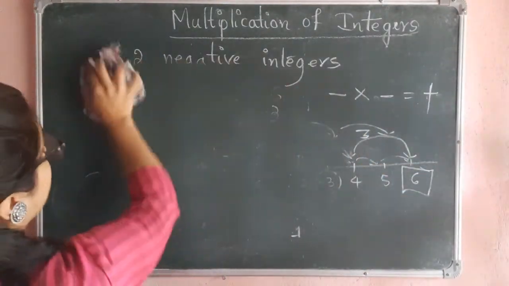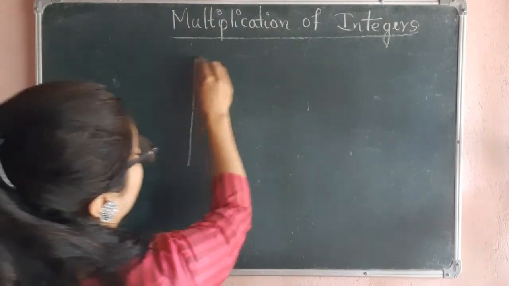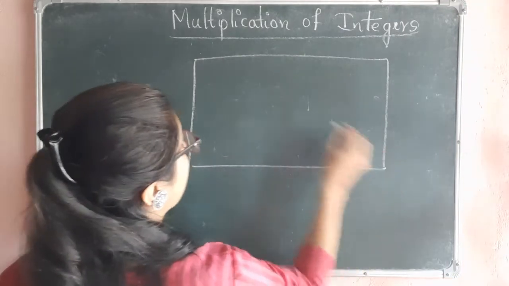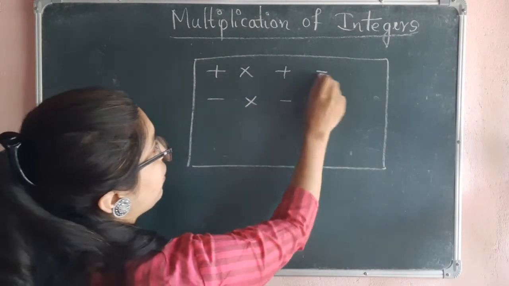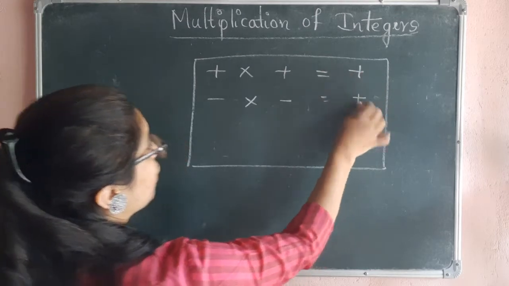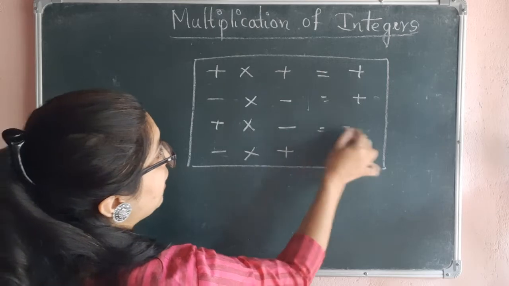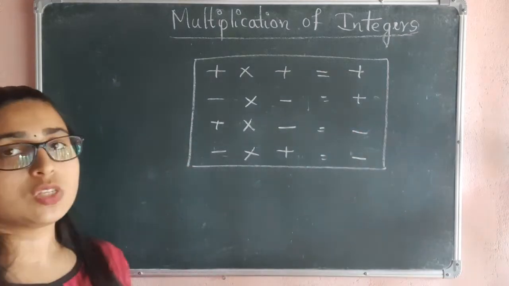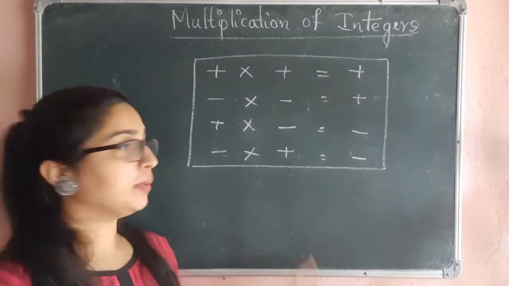So we can make a table to remember. Whenever you have the same signs, you are going to get a positive integer. When you are having different signs, you are going to get a negative integer. So this you can remember.